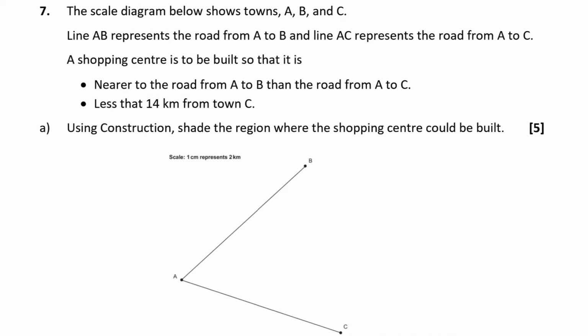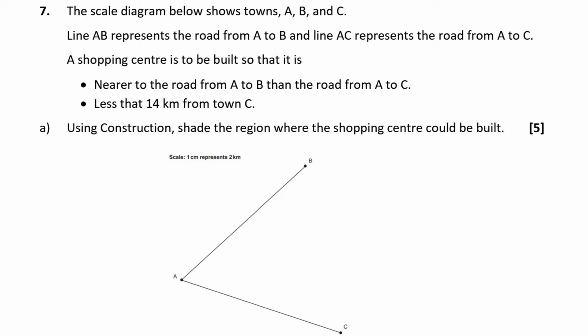Question 7. The scale diagram below shows towns A, B and C. Line AB represents the road from A to B and line AC represents the road from A to C. A shopping centre is to be built so that it is nearer to the road from A to B than the road from A to C, and then less than 14 kilometres from town C. And then part A says, using construction, shade the region where the shopping centre could be built.